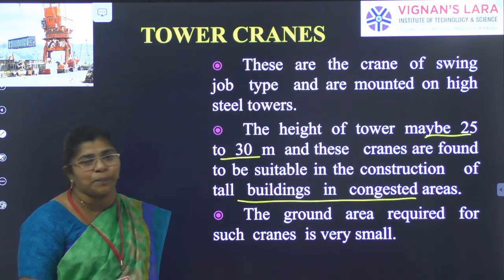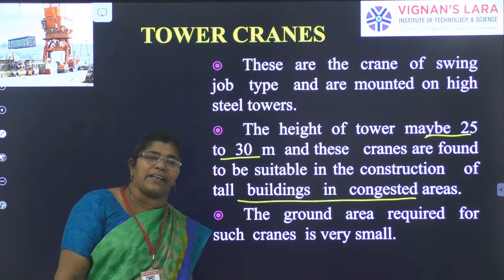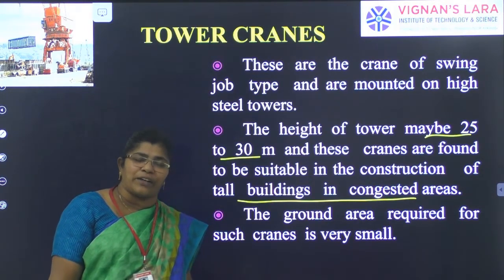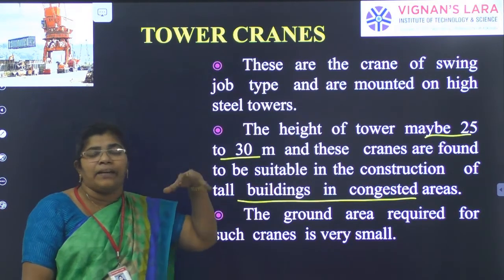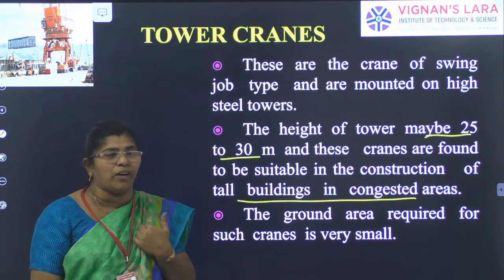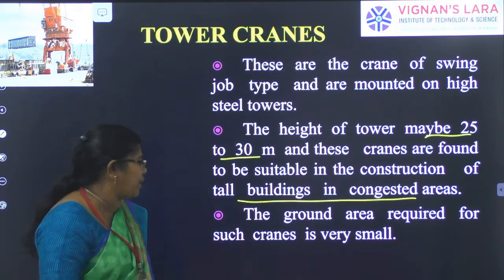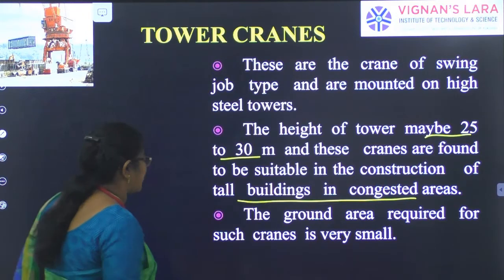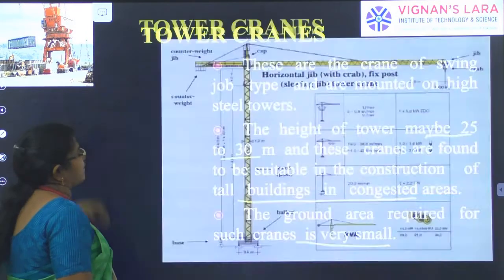So mobile cranes means it needs a very large area to park the mobile cranes, and also we have to find out whether the mobile crane has access to the point. But the tower crane can be installed at the position where we want, and also it needs only a small area compared to the mobile cranes. The ground required for such crane is very small compared to the mobile cranes.